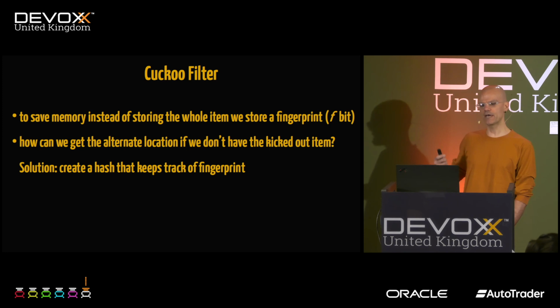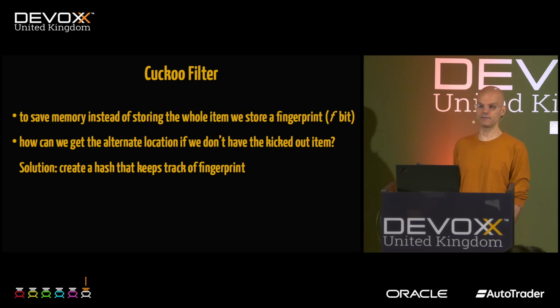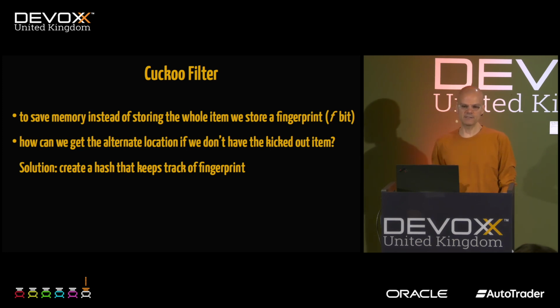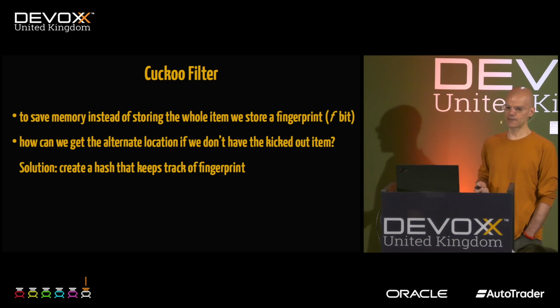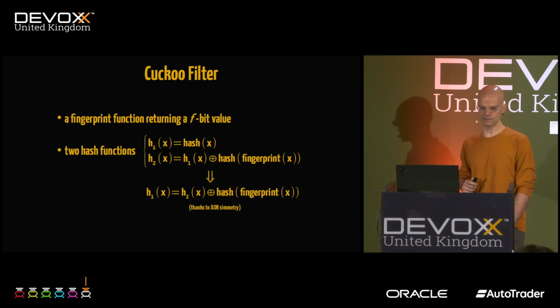And then how can we get the alternate location to check and eventually to kick out elements when we are doing the insert? We don't have the element anymore. We cannot apply the hash function because the element is not there. What we have in the array is only the fingerprint of the element. So the tricky part is that we use a couple of hash functions that keep track of the fingerprint.